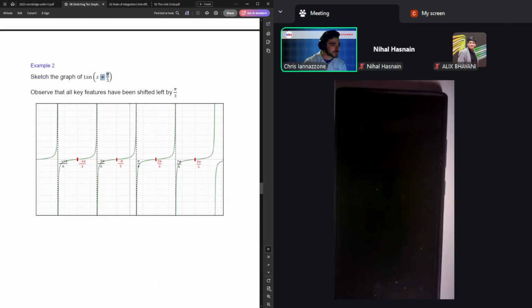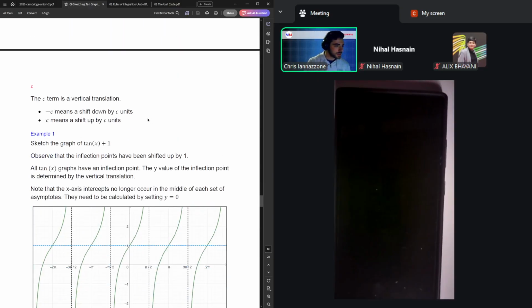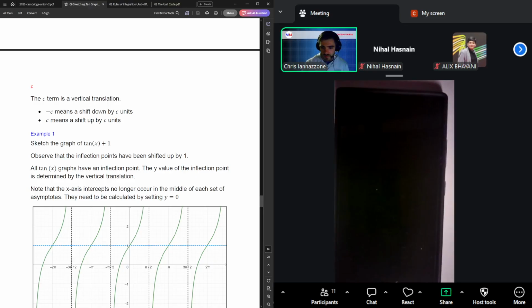Here's what I was talking about with the plus shifting left. You'll see all those key features are now shifted left by pi on 3. Actually, to make life easier, I'll just drop this whole document in the chat, so if I go too fast on things, you'll be able to copy it from there.